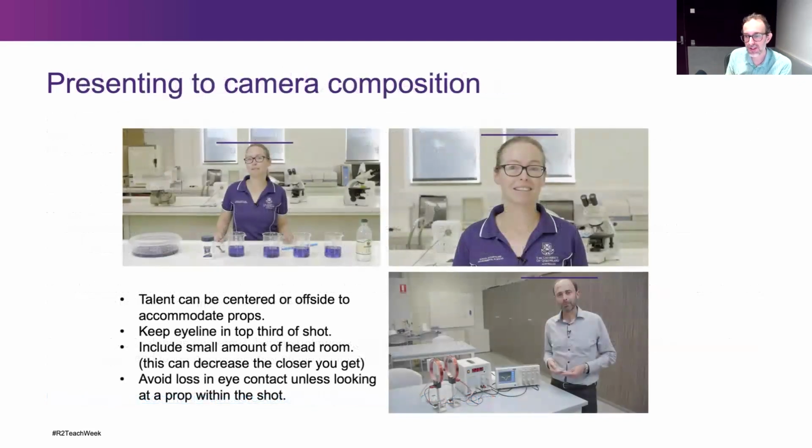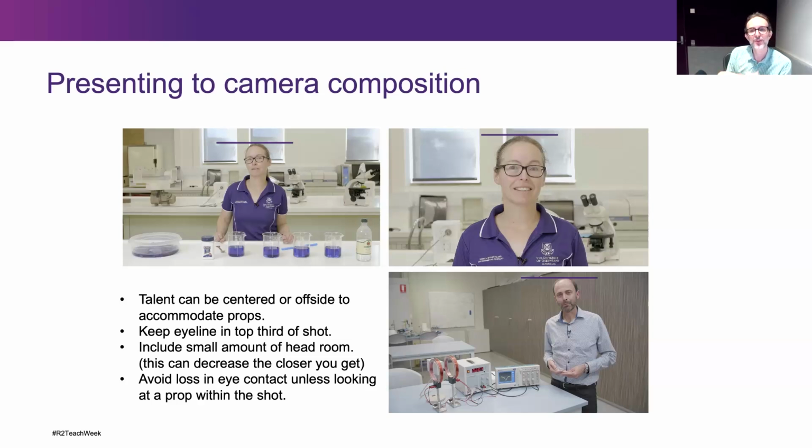Composition is also something to consider. So when you're presenting to camera, you want to try and make sure the person is relatively centered or off to one side, depending on what they're demonstrating. If they're presenting straight to camera and talking straight to camera, generally you have them centered, particularly in these top examples where you have equipment laid out. But of course, if that doesn't work, you can have them off center. That's perfectly fine.